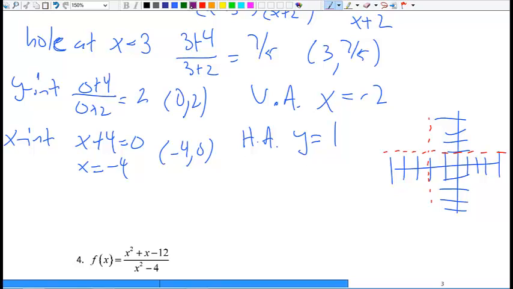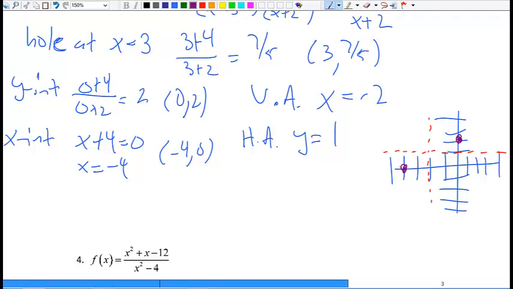Let's see. I have an x-intercept at 0, 2. So right there, there's a point. And I have a y-intercept at 0, 2. An x-intercept at negative 4, 0. So right there. Okay. Now I claim, and I have a hole. I have that hole at 3 comma 7/5.